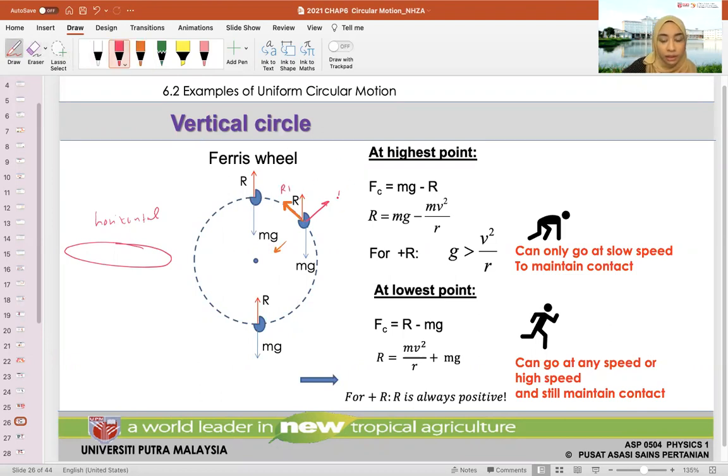Let's call this R1 and R2. This is our axis. This is the same direction as our radial and this is perpendicular to our radial. This is how you resolve it.